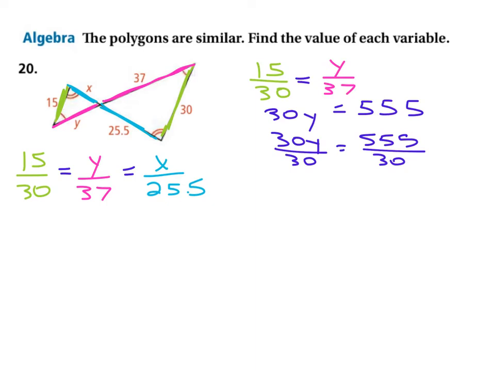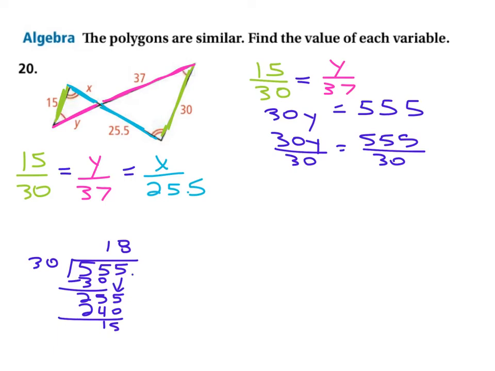I can't do that in my head, so I'm going to do that down here. I'm going to say 555 divided by 30. 30 goes into 55 once. Get 25 left. 255, how many times does 30 go into that? 240 is the biggest multiple I can think of. That's 8 times. 3 times 8 is 24. So 8 times 30 is 240. And we get 15 left over.